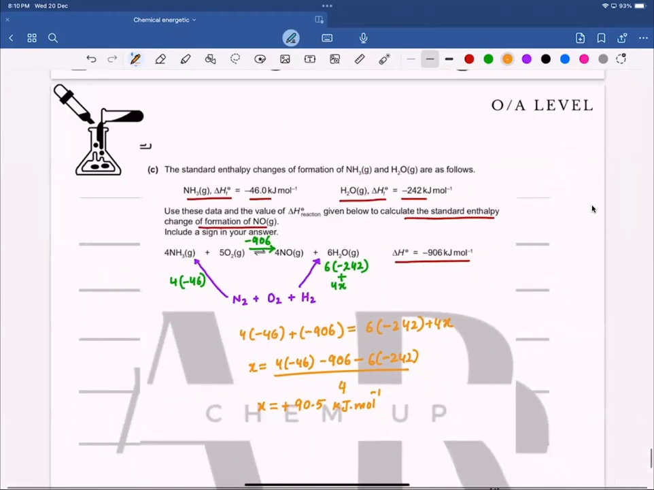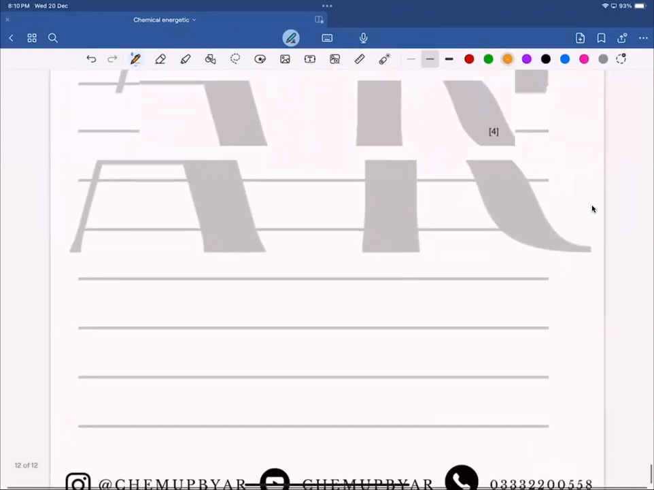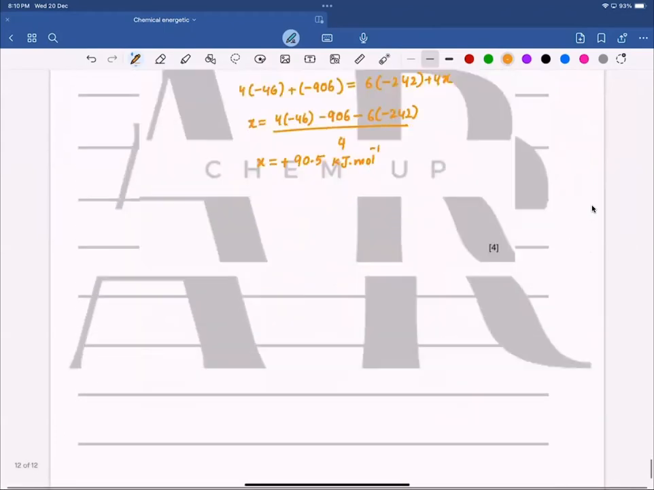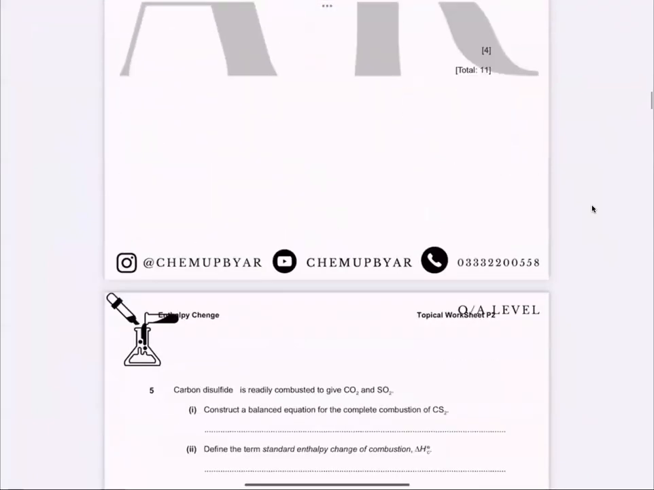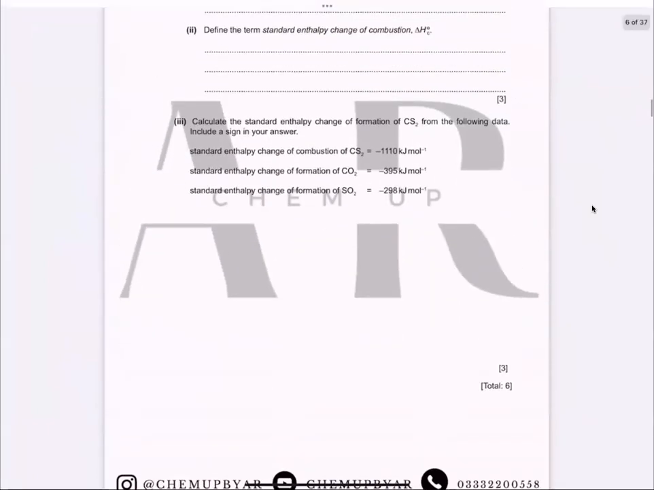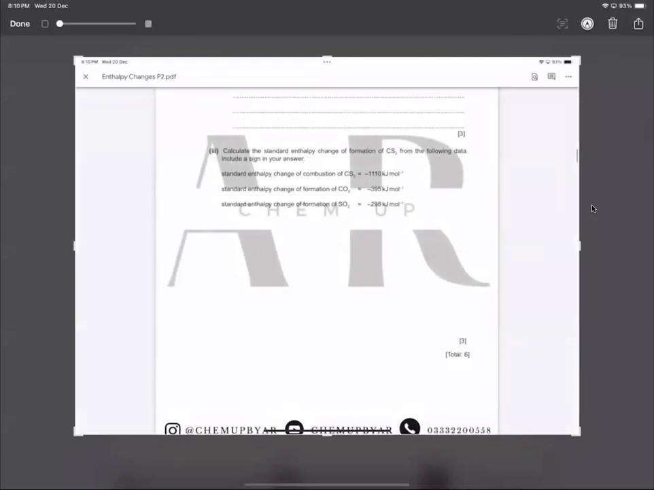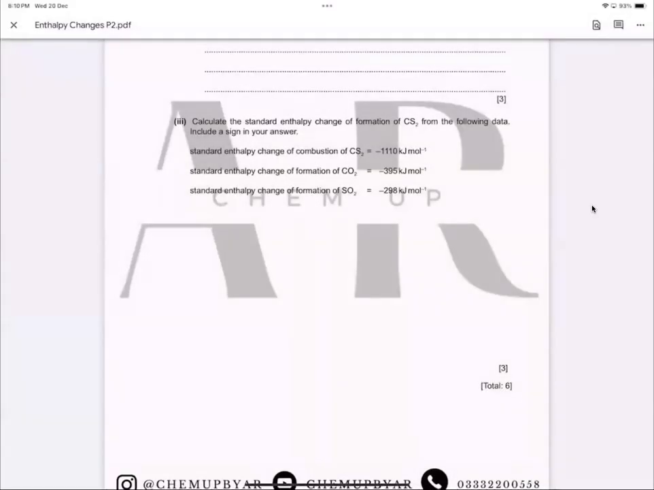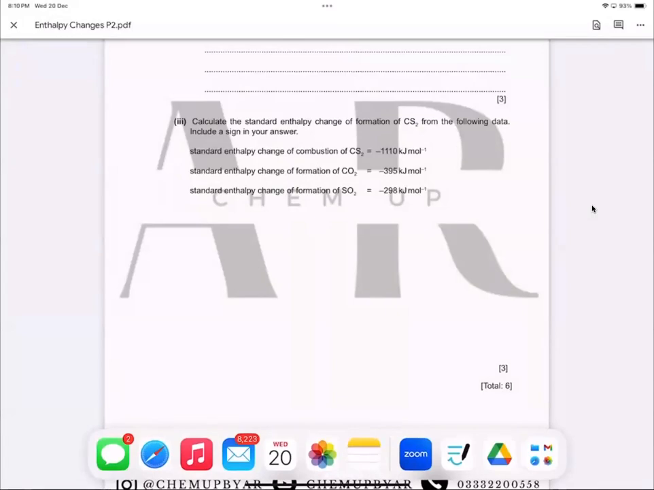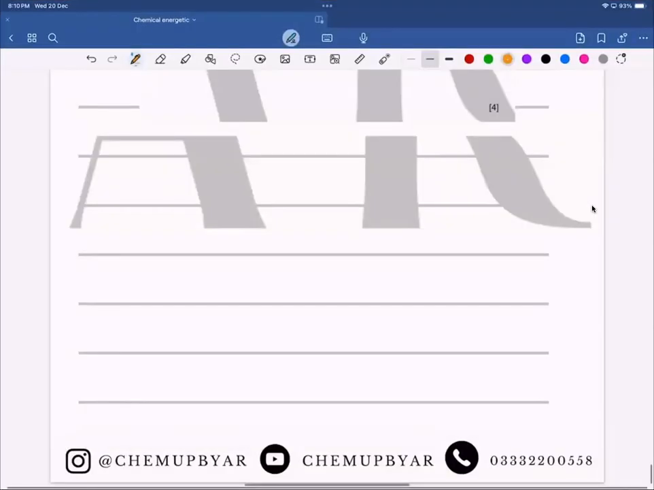Okay, now have a look at this question. This is a little different in a way that they haven't given you the equation and you have to make the equation. So let's see how we will do this one.